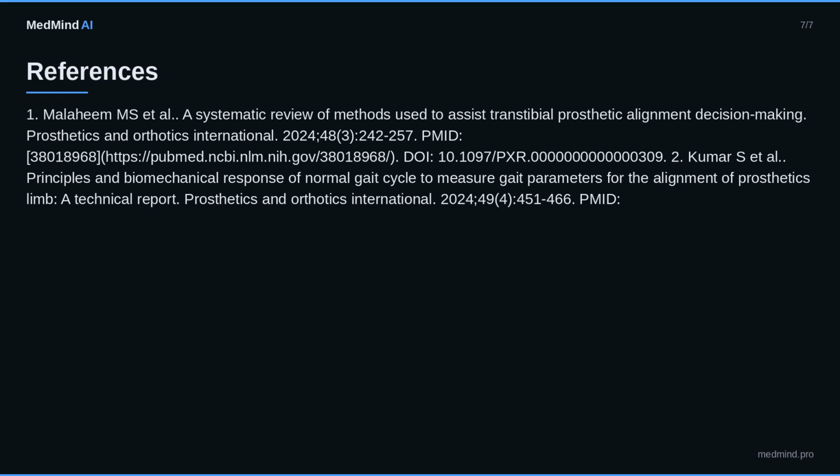doi 10.1097/pxr.0000000000000000391. 3. Olayamira et al. Methods to assess lower limb prosthetic adaptation, a systematic review. Journal of Neuroengineering and Rehabilitation. 2025, 22, 100. PMID, 40301975, https://pubmed.ncbi.nlm.nih.gov/40301975.